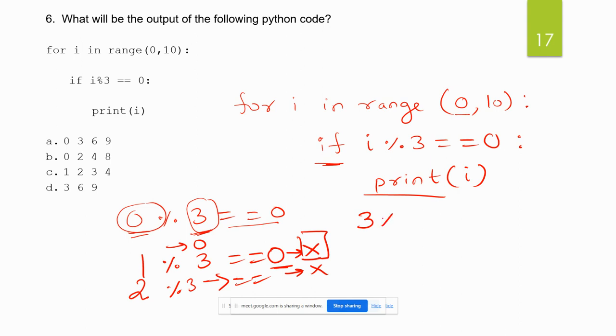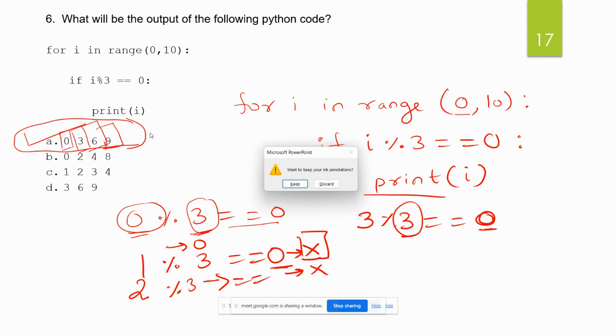Then it will come to 3, and 3 is divisible by 3, so the remainder will be 0. Then 3 will get printed. So 0 will get printed first, then 3, then the next which is divisible is 6, then 9. All of these will get printed, and I will show you this in Python also.